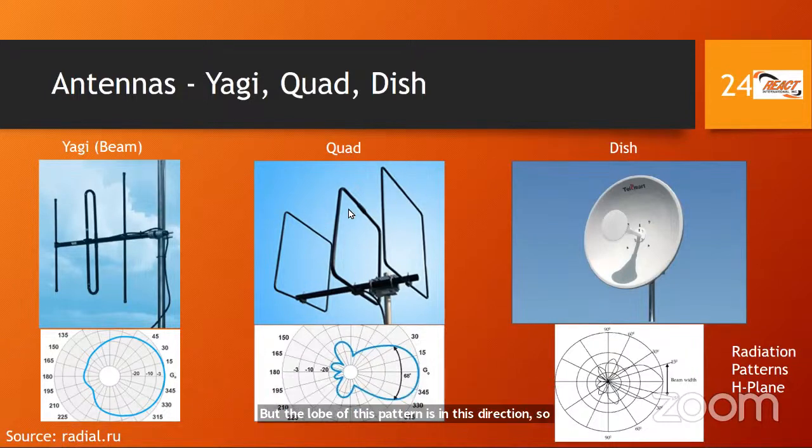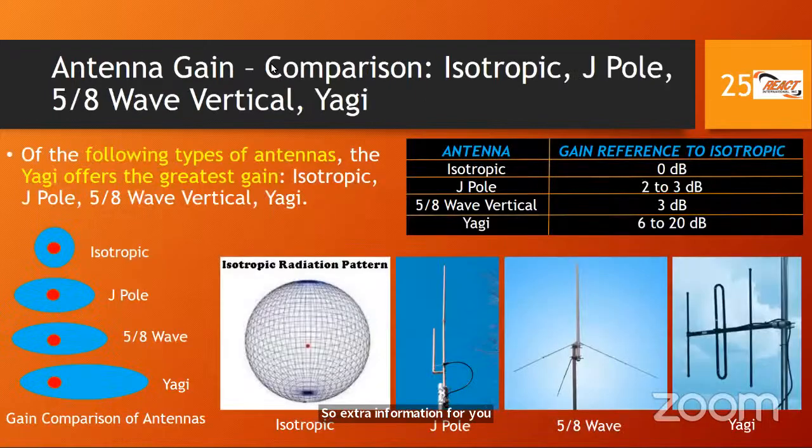And then we have an antenna called the quad. Again, we're not going to come to this in a little while. And then there's an antenna called a dish. And this is just to give you an idea of the different antenna types that exist out there. So extra information for you. All right, so let's get to what we need to learn and understand in respect of our exams.